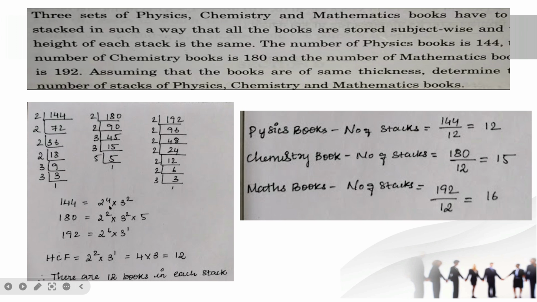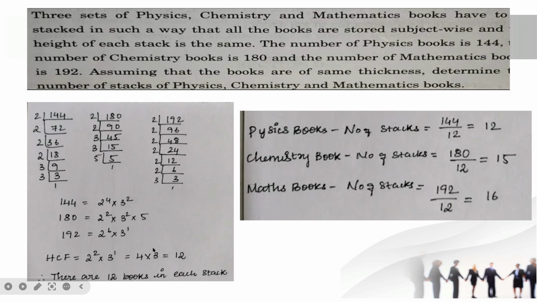HCF means least one. Among all 2 powers, which is the least is 2 power 4. Sorry, 2 power 2. So 2 power 2 you write it. Among all 3 powers, which is the smallest, 3 power 1. 5 is coming only in this number. It is not coming in any other. So you can leave it. You shouldn't take it in HCF. If something is not repeating, you shouldn't take. Only the least repeating one you should take.